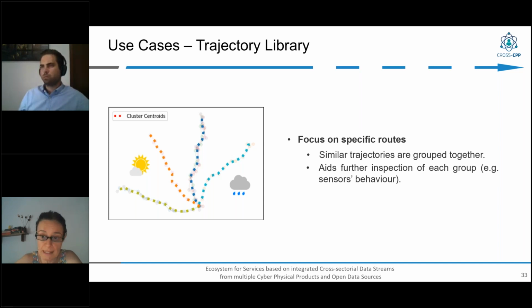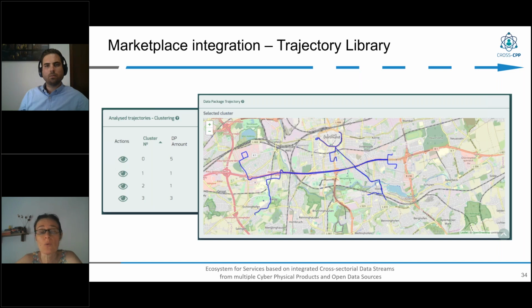This is, for example, with the clustering. Okay, and then what we can do is a data request. After the data request is accepted in the data market, we perform the clustering of trajectories, and after the clustering has been done, we can focus on a certain cluster and analyze it further to find, for example, the behavior of certain sensors or the temperature in certain parts of the trajectories, and so on. So this is one possibility in the marketplace and how this can be performed.